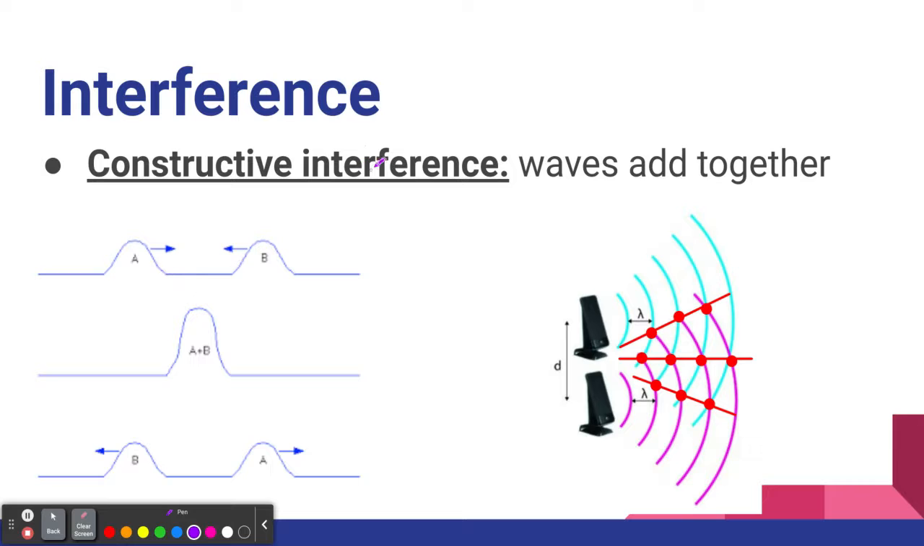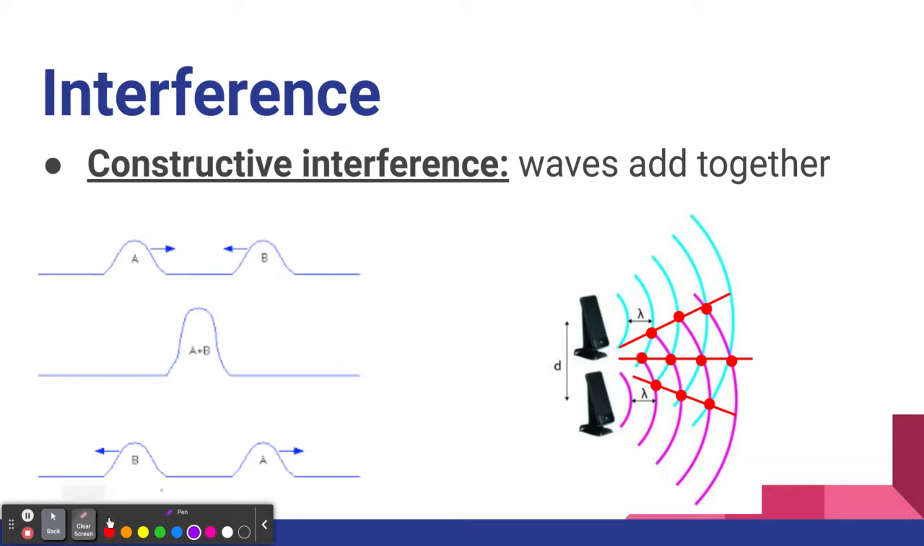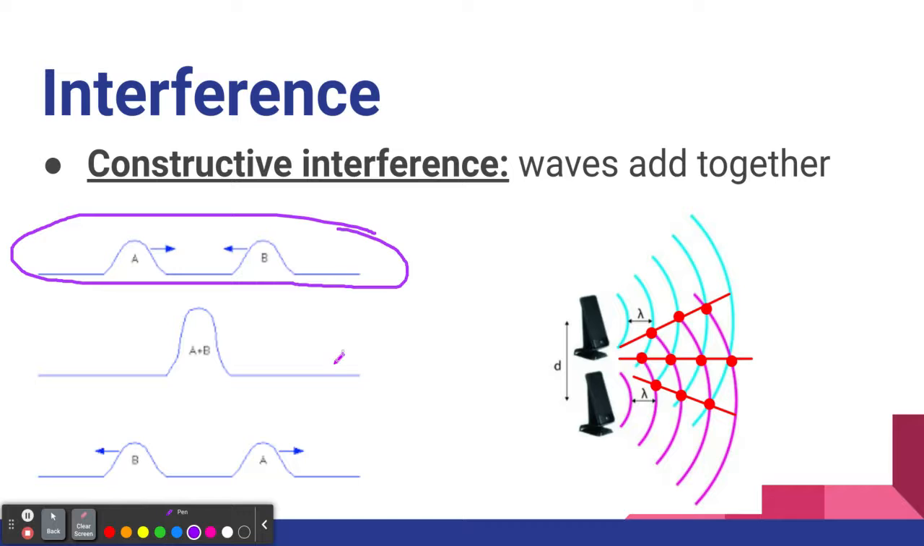So during constructive interference, if we have waves that are coming at one another or moving in the same direction, at the point where they meet, they're going to add together like so. And then if they're moving in two opposite directions, like this guy is, they're going to meet like this, and then they're going to continue the pathway that they were going. So B is going to continue in this direction, while A, which was initially going this direction, is going to continue moving in this direction.